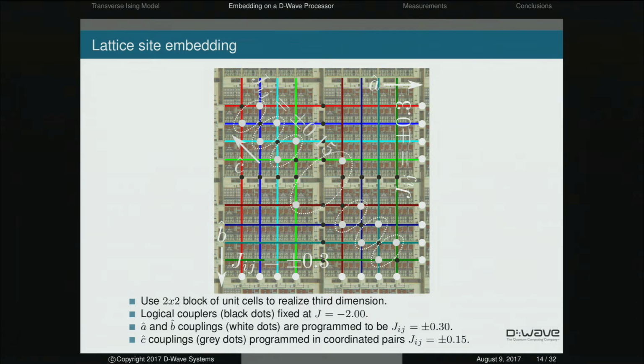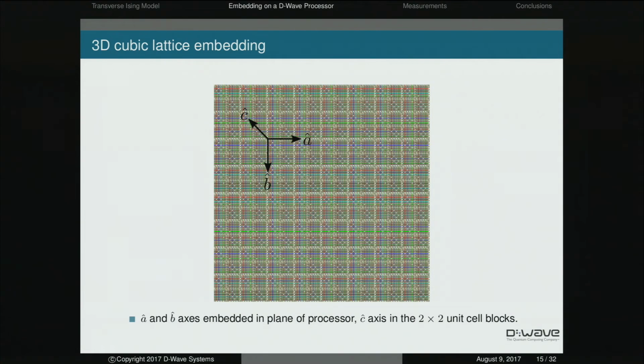Every time I have a pair of colors intersect, I'm going to take a pair of couplers on the processor and correlate them. I'm going to say these two have to move in unison. I'm going to set them to J of plus or minus 0.15, so that they either sum to plus 0.3 or minus 0.3, depending upon the particular instance that I'm embedding. So voila, you can see now I get a 3rd dimension living along the diagonal of this 2 by 2 unit cell. And of course, if you tile it all out in the 16 by 16, this is what it looks like.